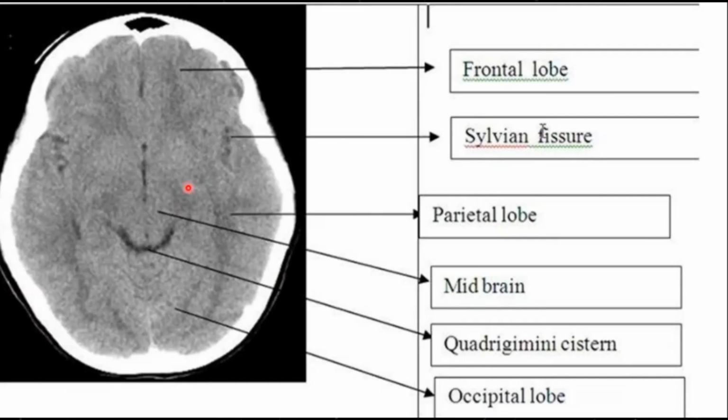Again, for repetition purposes, you can see that the frontal lobe is there, and the Sylvian fissure which separates the temporal lobe from the parietal lobe. Here the parietal lobe you can appreciate in view, the midbrain is visible, and the quadrigeminal cistern can be seen, and the occipital lobe which is the most posterior part. On the top the frontal lobe is visible, so the frontal and occipital are at the front and back, and the rest of the structures can be seen in this image.